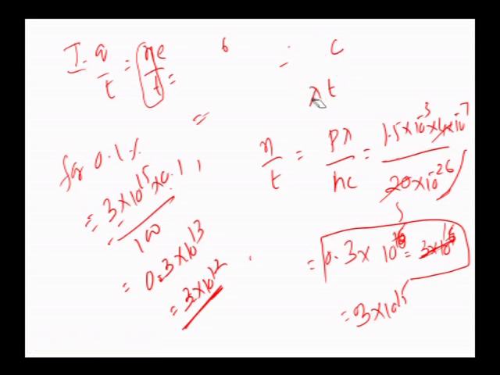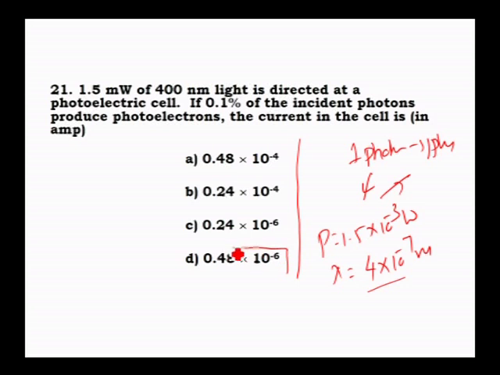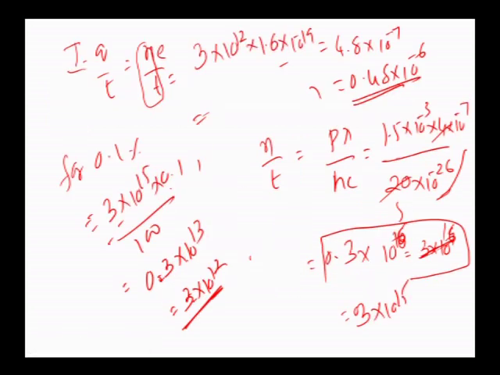Let us substitute that. Now substitute n by t: it is 3 into 10 power 12 into the charge of an electron, 1.6 into 10 to the power of minus 19, that is equal to 4.8 into 10 to the power of minus 7. That is equal to 0.48 into 10 power minus 6. 0.48 into 10 power minus 6 is the fourth option. Do the calculations neatly. Okay.